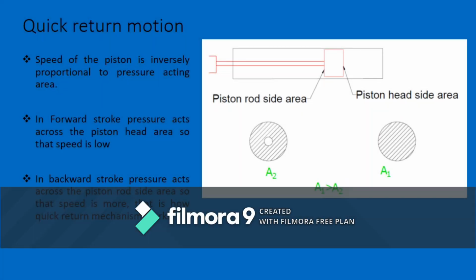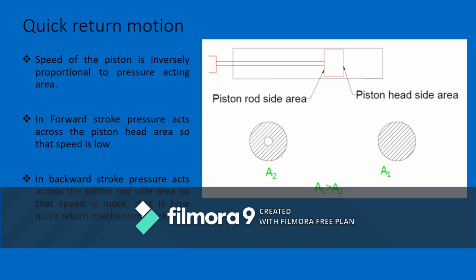Next is quick return motion. Speed of the piston is inversely proportional to the pressure acting area. This diagram shows how the quick return motion works. In this diagram, there are two areas. One is the piston head side area, the other is the piston rod side area. Piston head side area is larger and piston rod side area is smaller. Therefore, there is an area difference. This area difference creates a speed difference. That is explained in this sentence.